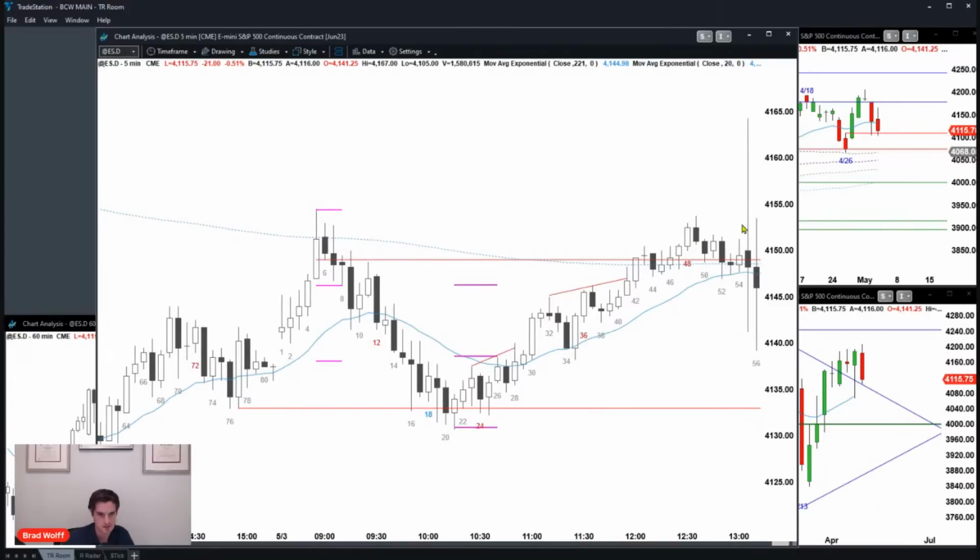Some bulls bought the rally all the way up and they got trapped. So a lot of those bulls are disappointed. They bought on the way up, they got trapped, they probably bought more lower.